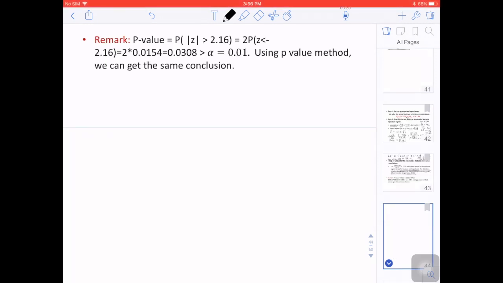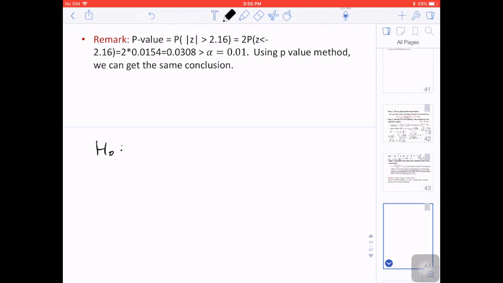We can also use the p-value method to solve this problem. Remember, the p-value is the probability of obtaining the observed sample, or more extreme, given the condition that the null hypothesis is true. Here, our null hypothesis is mu equal to 130 versus the alternative hypothesis mu not equal to 130. And we also have that x bar, which is the sample statistic that we have observed, is equal to 131.08 degrees. Okay?